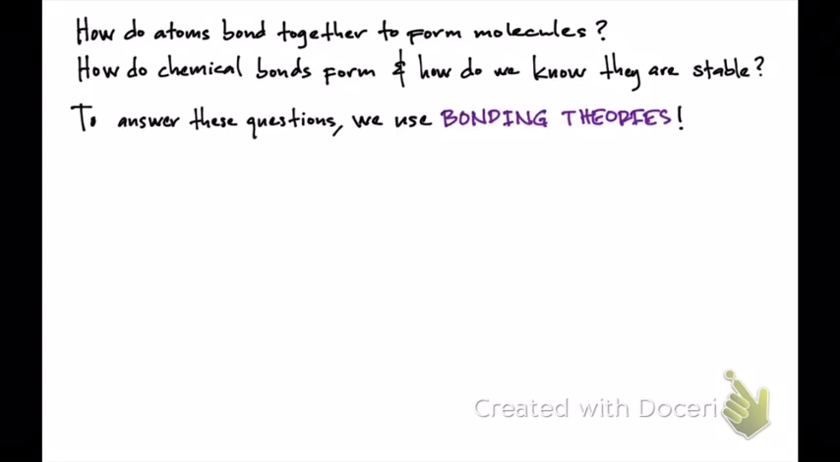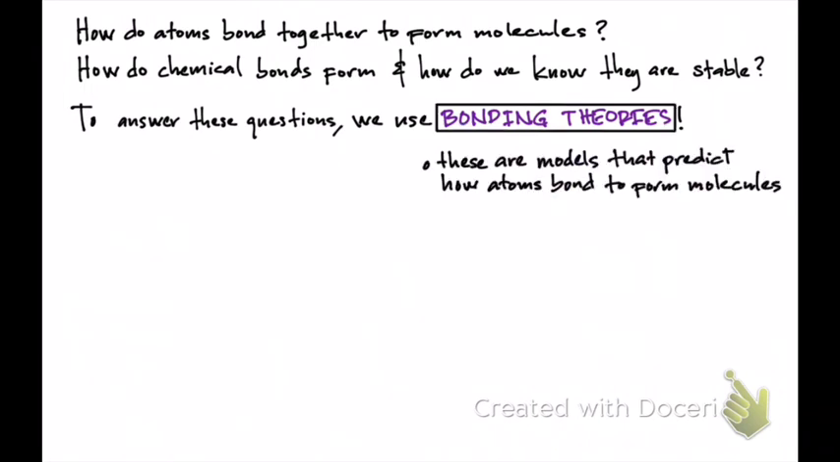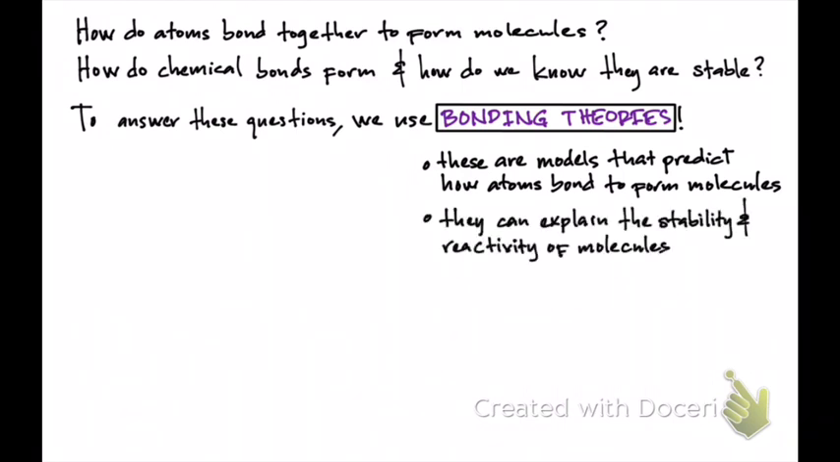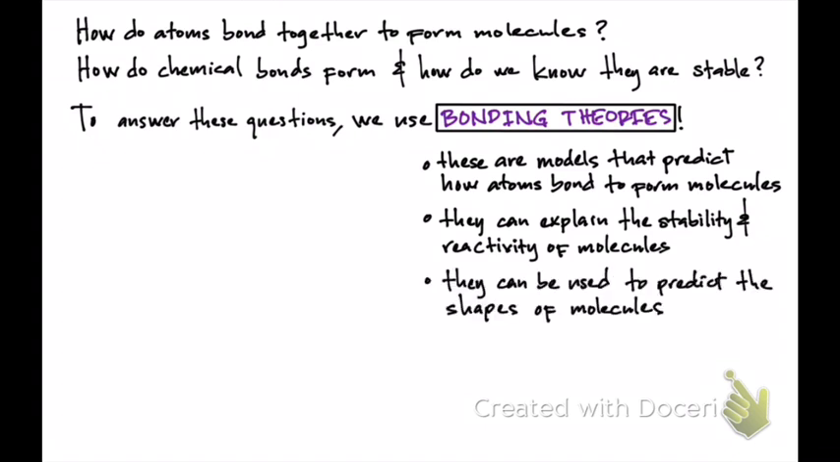Well, in order to answer these questions, we use what they call bonding theories. Okay, and if you remember, a theory is basically an explanation of a specific observation that's been supported scientifically, supported by scientific data or scientific evidence. So bonding theories are basically models that predict how atoms bond to form molecules or compounds. They can explain the stability and reactivity of molecules, and they can be used to predict the shapes of molecules.